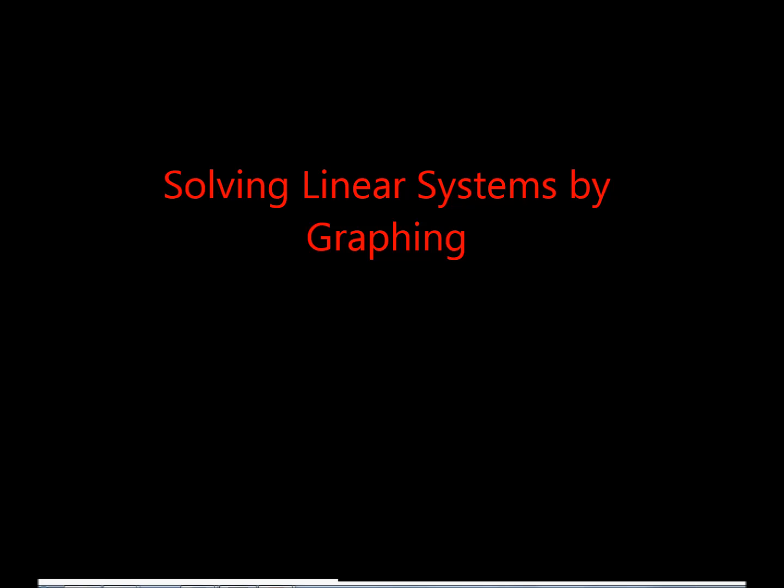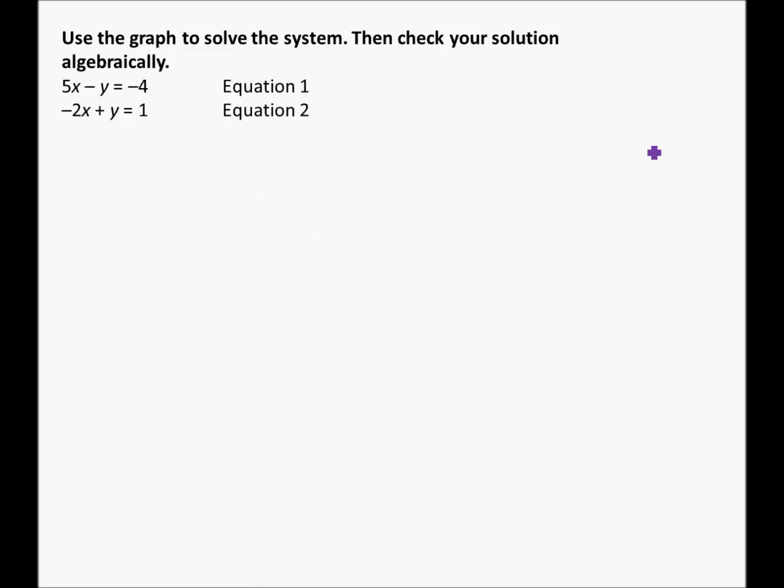Today we're going to learn how to solve systems of linear equations by graphing. The first step is to get our two equations. So let's look at our two equations. Use graphing to solve the system. Then check your solution algebraically.